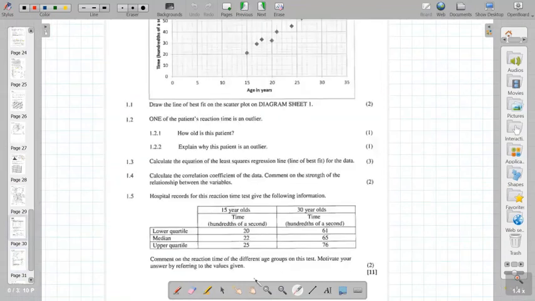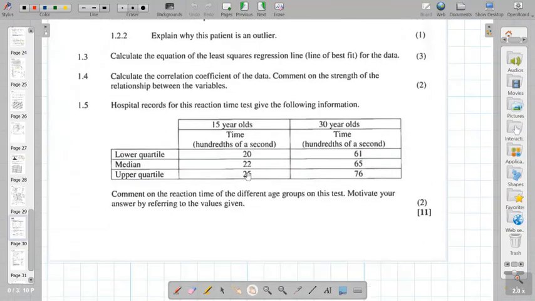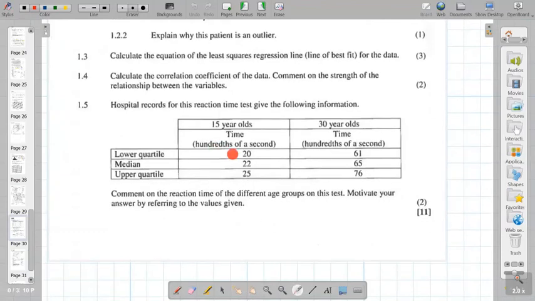And let's read 1.5. What does it say? First, understand the question. The hospital records this reaction test, taken in hundredths of a second, with the following information: lower quartile, median, upper quartile for 15-year-olds and 30-year-olds. Those are quite different values. So comment on the reaction time in the different age groups on this test.